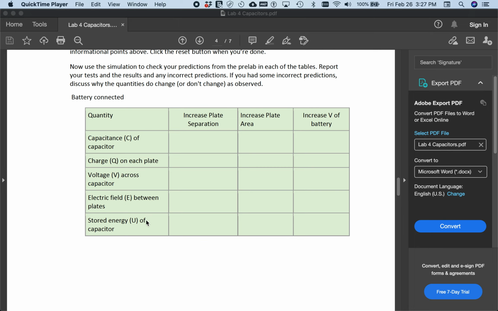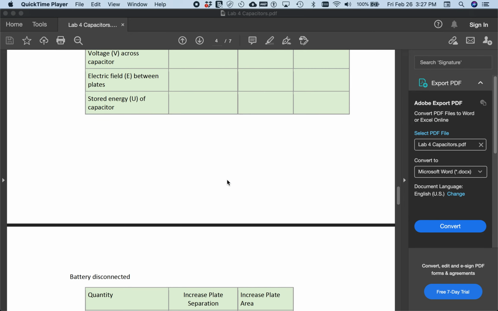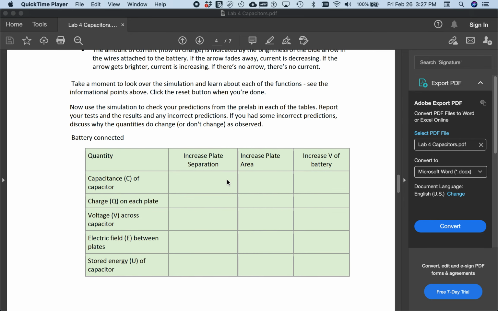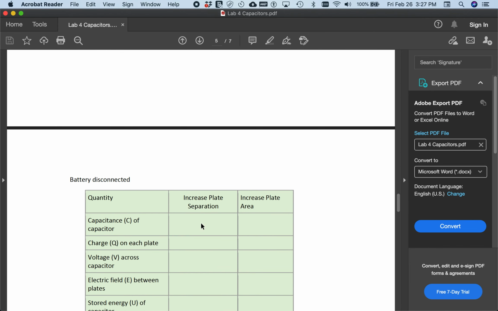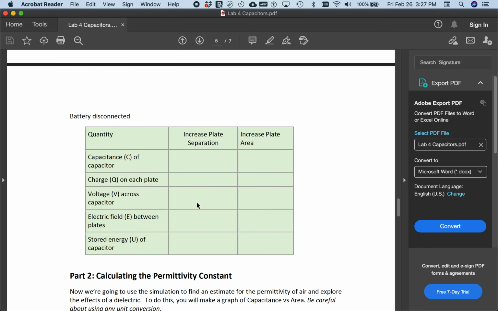Students should be able to do all of this since they have all of these quantities displayed here. That should be pretty straightforward. This is where they are going to connect the battery and see this. In this part they will repeat the same thing as above, but they will disconnect the battery and see what happens. So that's the difference between those two.